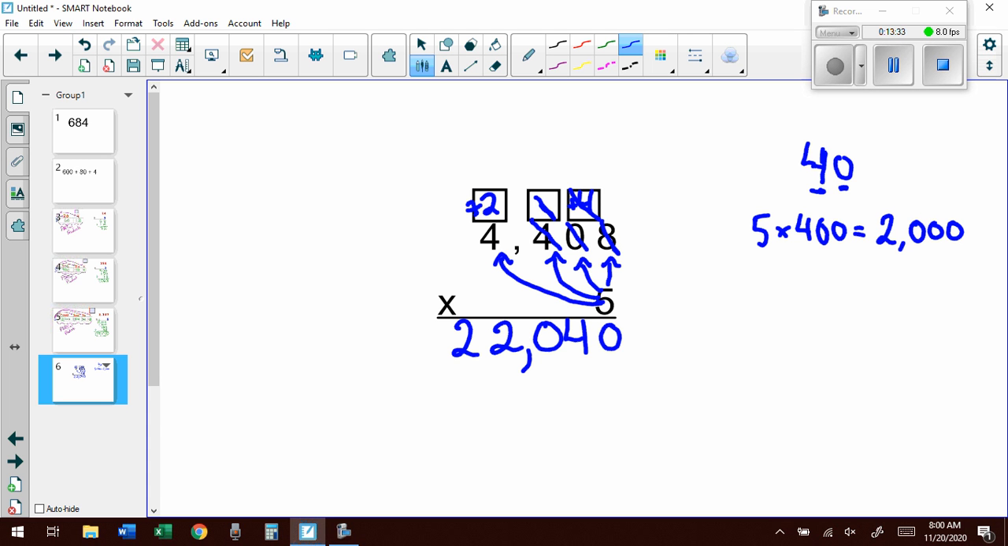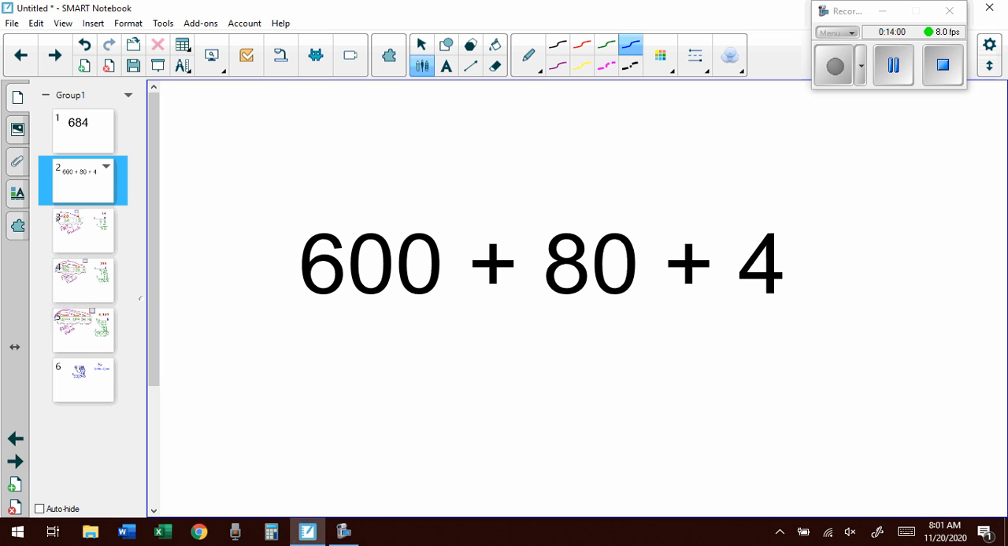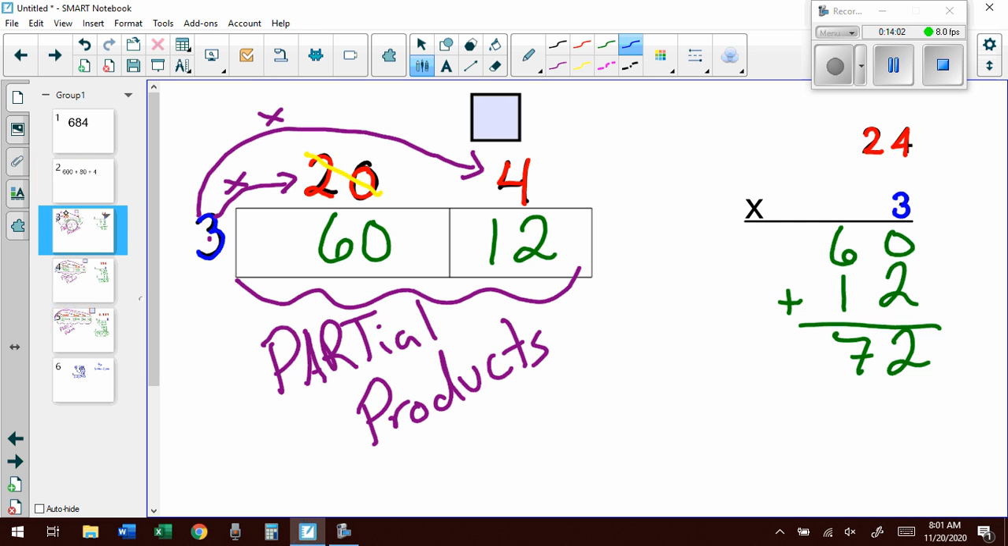Hopefully you followed along. If you need to replay that, there's nothing wrong with it, but standard algorithm is tricky because of the steps. If you go straight to the adding box, you're going to have problems. The adding box comes at the end, and those numbers, you only add them. Multiply, then add. Multiply, then add. Multiply, then add.